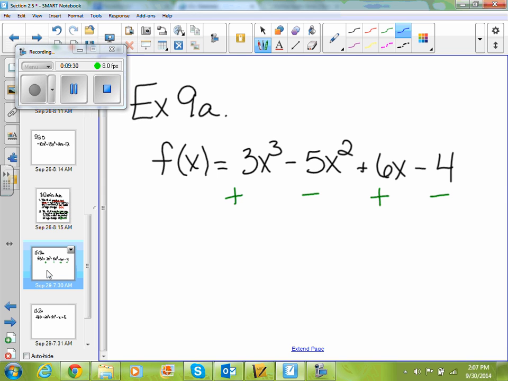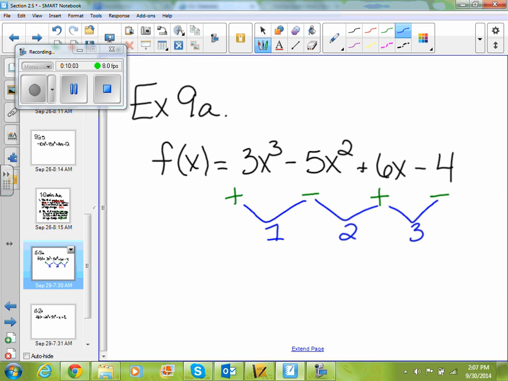So then I need to look at when they change. Obviously here's my first sign change, from positive to negative. Then I go from negative to positive, so that becomes number 2. And then back from positive to negative, so that's sign change number 3. Your real positive zeros come from either the number of sign changes or the number of sign changes less an even number.